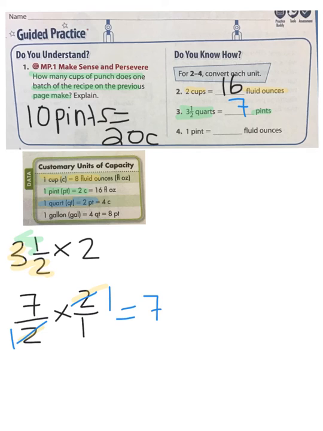And for the last one, it says 1 pint equals how many fluid ounces? So if I look at my pint, I'm going to highlight it in red because it's already in green right now. So 1 pint is going to equal 2 cups or 16 fluid ounces. So I'm going to multiply, since there are 16 ounces in a pint, or 16 fluid ounces, I should say, 1 pint is going to equal 16 ounces.